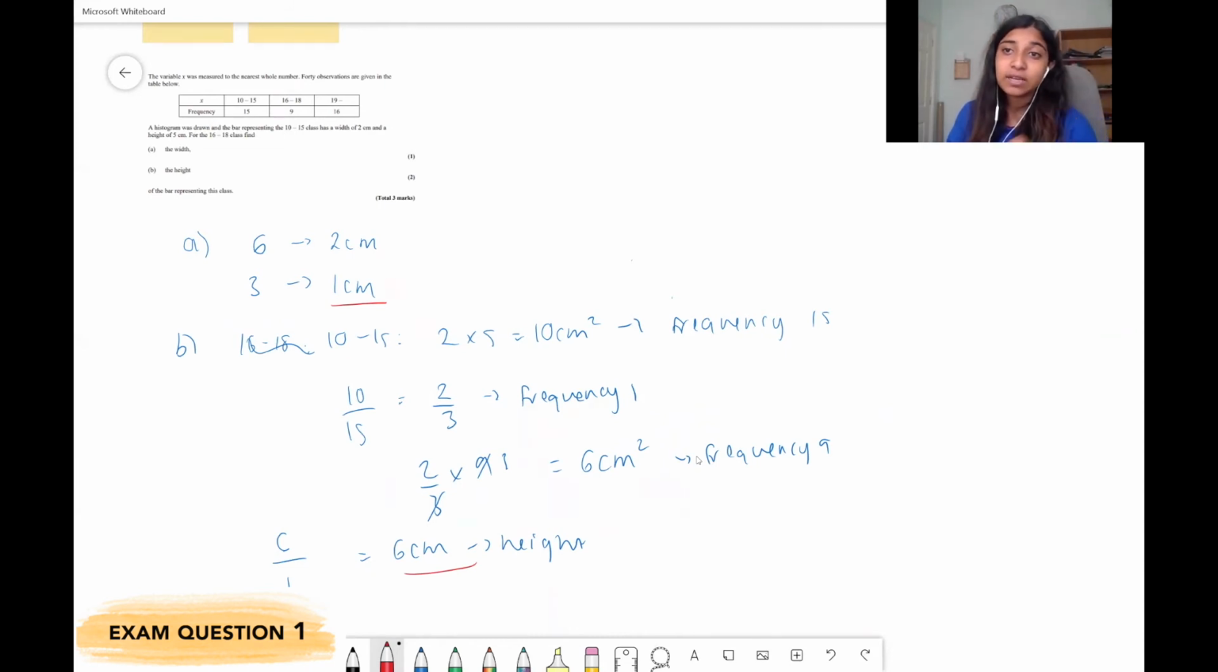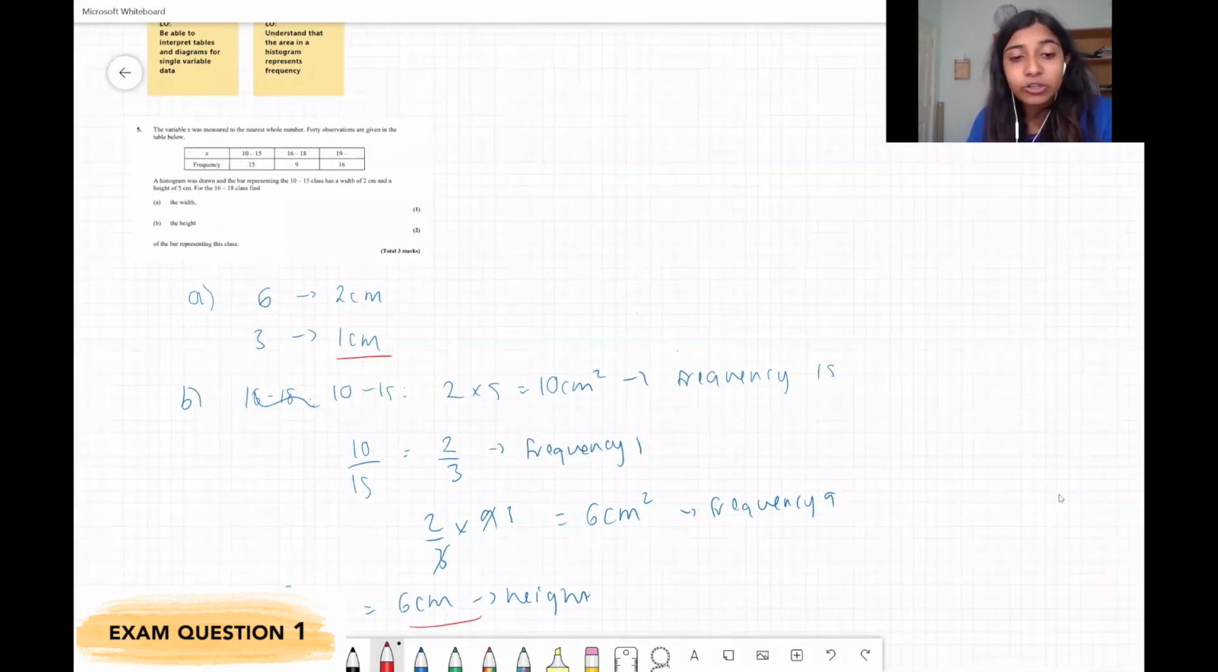So you want to find out what the width of the bar would be for an interval of 16 to 18. And then to find our height, we used the fact that width times height is equal to frequency. So we worked out what area a frequency of 1 would be represented by, and then used that to work out what a frequency of 9 would be represented by, and we found our height was 6 centimeters.